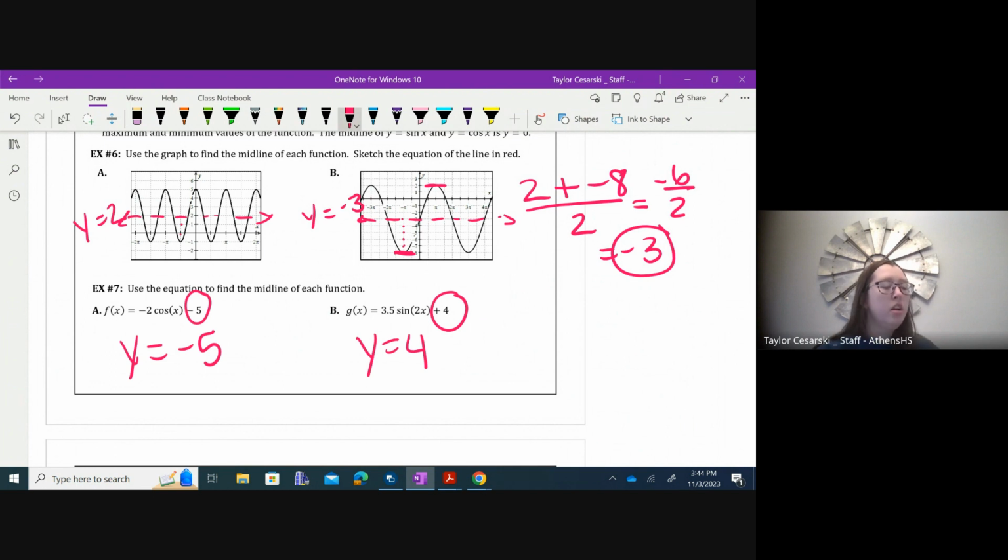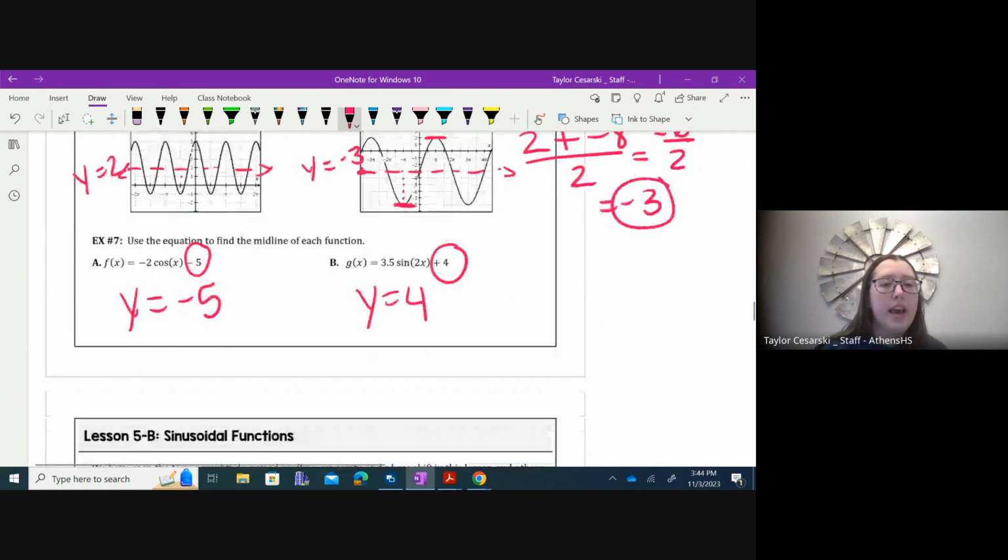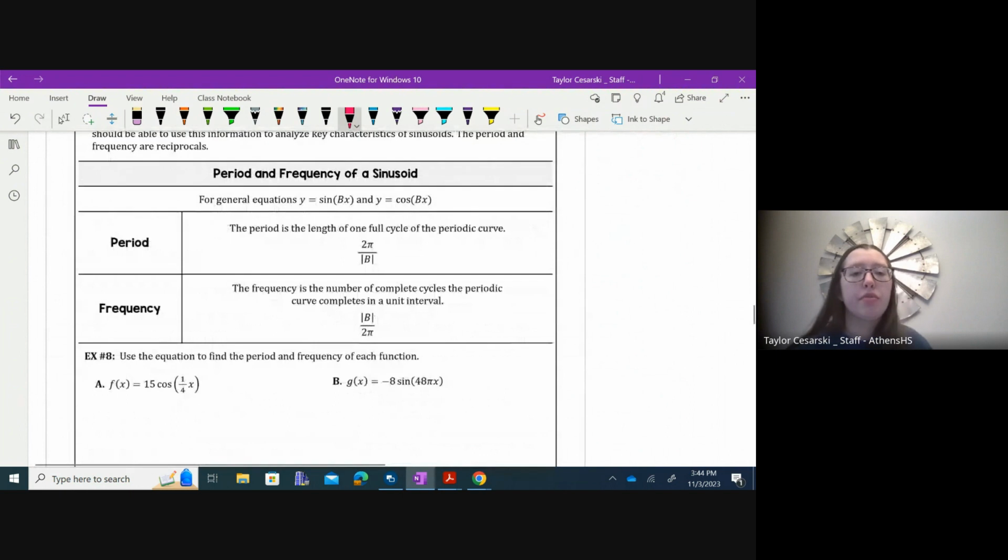Okay. All right, let's now look at period and frequency. So two kind of distinct vocabulary words here. Period is the length of one full cycle. Frequency is the number of complete cycles the periodic curve completes in one unit interval.